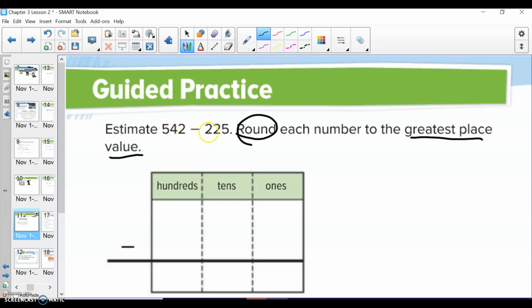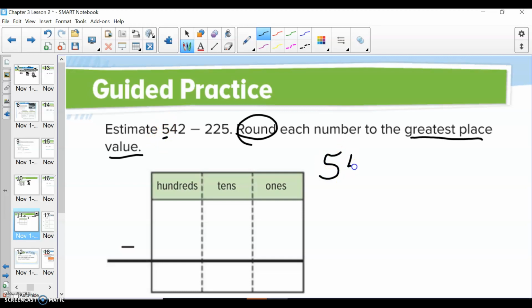So I'm going to come to my two numbers that I'm subtracting. I'm going to say, this one has ones, tens, hundreds place. That's the greatest place value, the largest place value that it has. So since it has a digit in the hundreds, I'm going to round them to the hundreds.